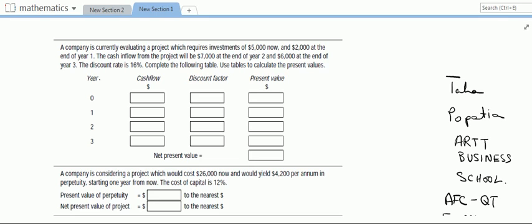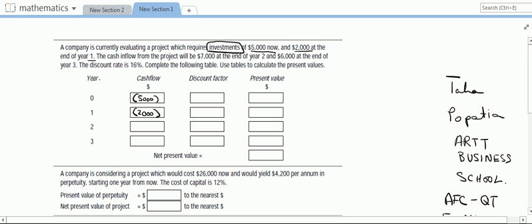A company is considering evaluating a project which requires investments. Now again, there are multiple investments, unlike in normal questions in which there is only one investment. Project requires investment of 5,000 now and 2,000 at the end of year 1. So it actually requires 5,000 rupees now, and it also requires 2,000 at year 1.